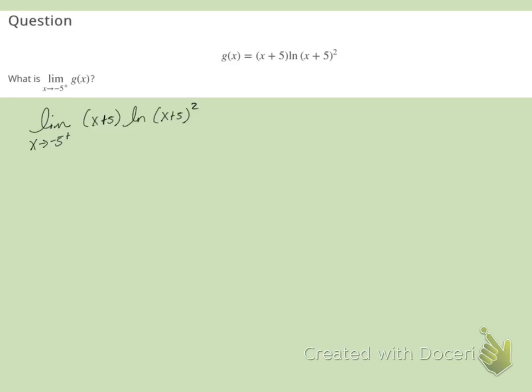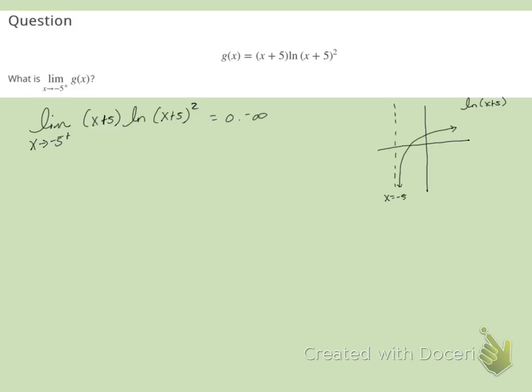And I just want to show you why that is, because if we draw the graph of the natural log of x plus 5, we're going to have an asymptote at x equal to -5, and it's going to look like this. So keeping that in mind, that means that when we do a direct substitution with this limit, we'll have 0 times -infinity.